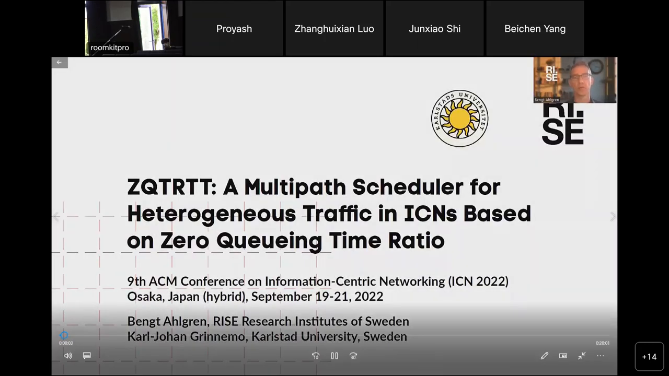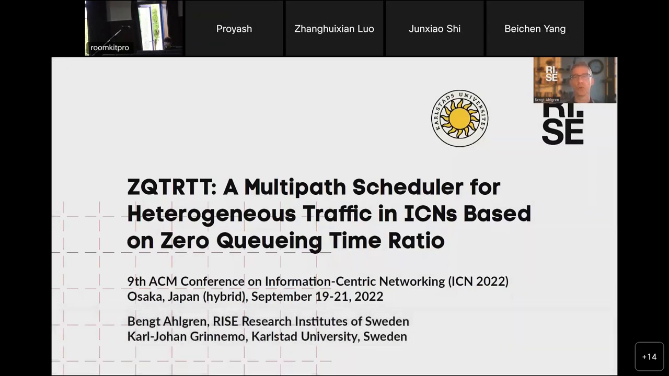Hello, I'm Bengt Ahlgren from RISE, Research Institutes of Sweden. This is joint work with Karl-Johan Grinnemo, Karlstad University, Sweden. I'm going to present our work on multipath scheduling called ZQTRTT, a multipath scheduler for heterogeneous traffic in ICNs based on zero queuing time ratio.